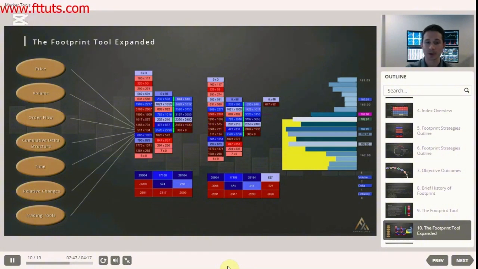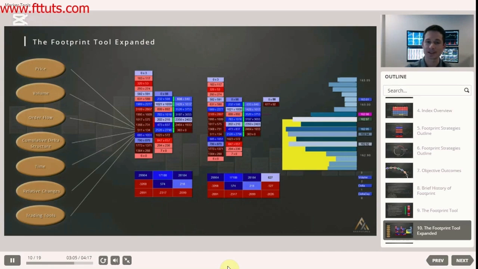The next element we look at is time. So again, like I mentioned, each one of these rotations can be time-based. They could be 5 minute, they could be 30 minute, they could be daily, or they can be based on rotations. Now, the next thing we look at is relative changes within the tool.